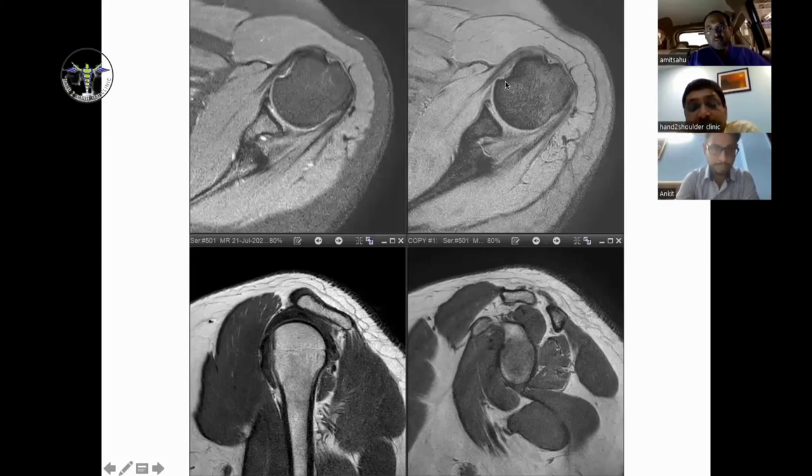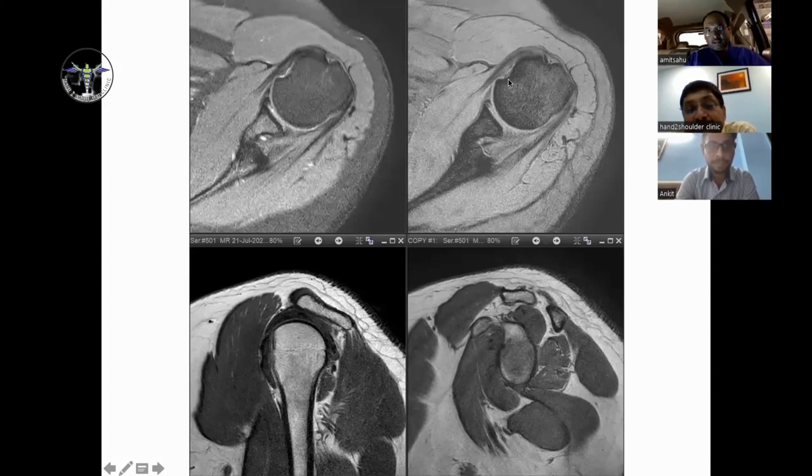Now, when we see the humeral head, as I was talking previously, we look at the posterior aspect of the humeral head to see any bony defect. This is the normal contour, right? And it is below the coracoid. So it is not a Hill-Sachs.